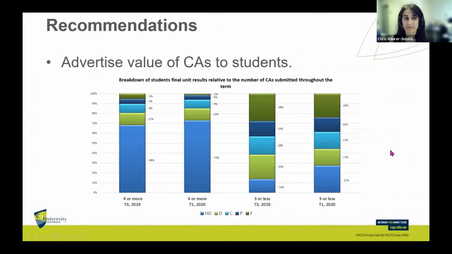There are three recommendations. The first one, which we can enact straight away, is that we can advertise the value of the consolidation activities to our students. Just refreshing your memory from a previous slide, you can see that students who completed four or more did much better in their unit than students who completed three or fewer.